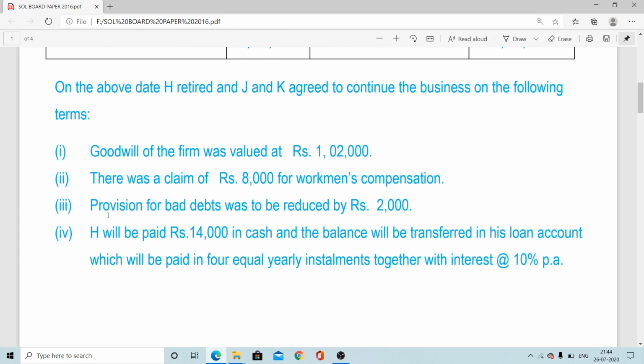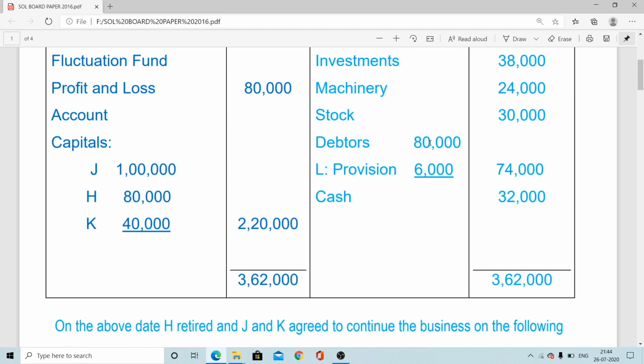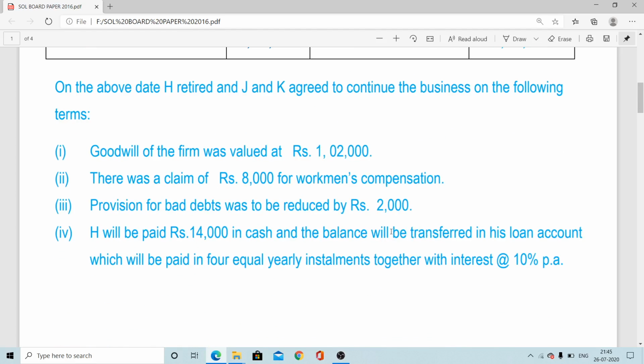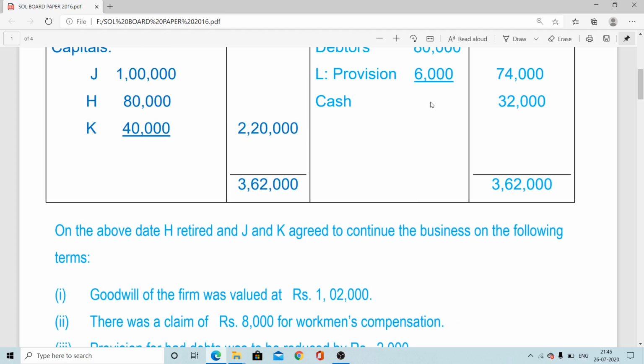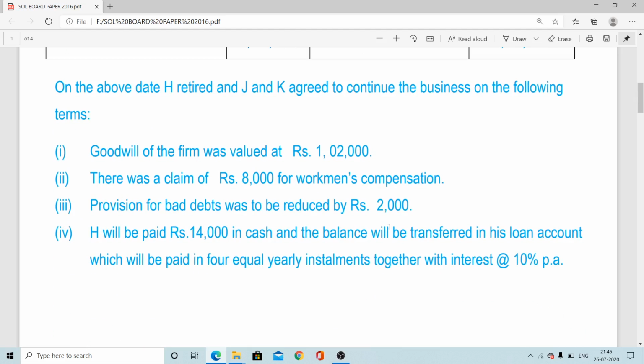Now the another adjustment: provision for bad debt is to be reduced by 2,000. Here the provision which was shown is 6,000 against the debtors, 80,000 gross debtors, but here we have to reduce 2,000. So it is better for the business. If debtors are good, then less provision is required. Here the actual provision of 4,000 is sufficient, so 6,000 is not required. We have to decrease 2,000, and we know the rule for the entry here: provision for bad debt account debit to revaluation account for the decrease.